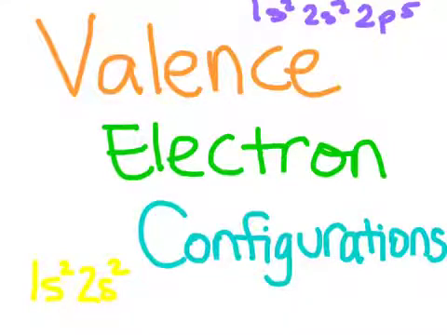Alright, we are on our last notes for this unit. We're going to talk about electrons again in these notes, and these notes are called valence electron configurations. So we're going to talk about those special kind of electrons that sit on the outer shell called valence electrons.